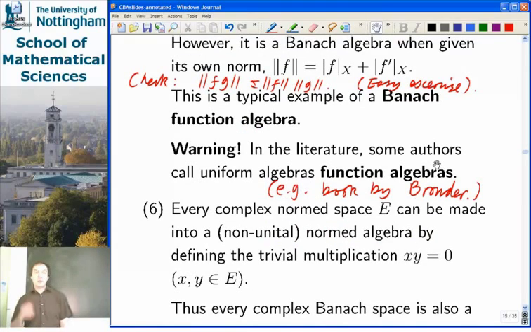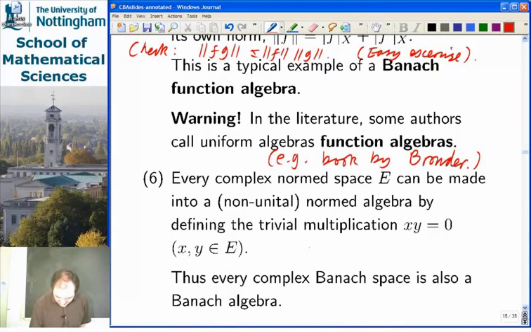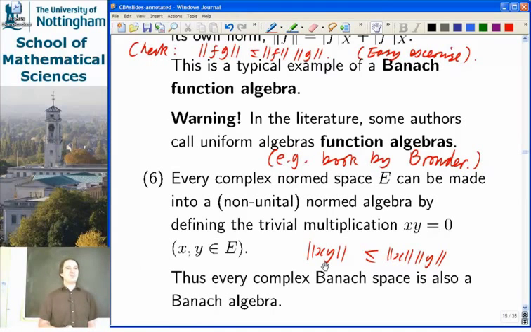Now suppose you start with a norm space and you want to turn it into an algebra. Well, you can just say, take any old norm space and then say, multiply anything you like together and get 0. That's called the trivial multiplication. And that turns any norm space into a normed algebra. It's rather obvious that the norm of xy is less than or equal to norm of x norm of y because we've defined xy to be 0, so the norm of xy is going to be 0.